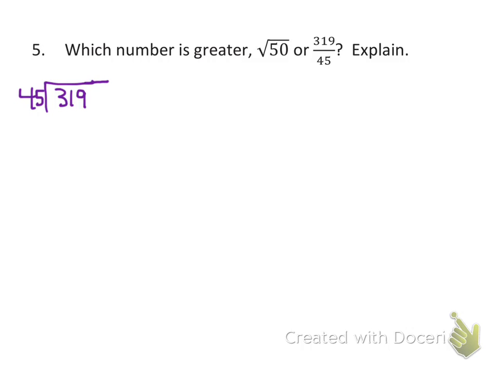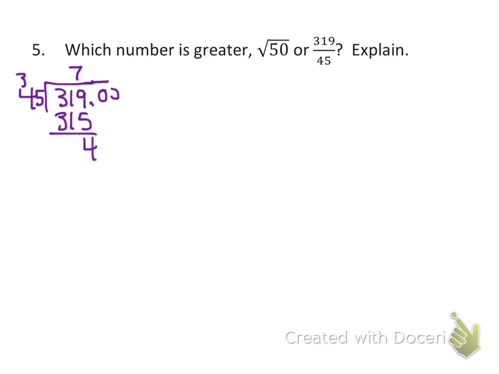So I'm thinking, how many 45s are there in 319? And I know there's at least 6, maybe 7. So I'm going to start with 7. And I know there's at least 6 because there's 6 50s in 319, right? So 7 times 45 is 35 there, 28, and 315. And so I have a remainder of 4.